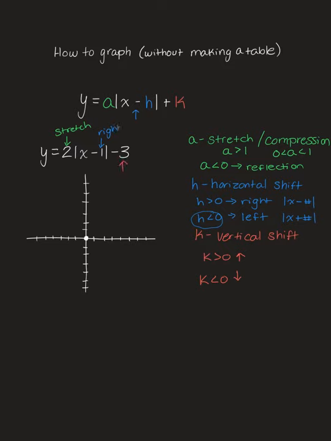Your k is the negative 3. You take the sign with it. So this means that you move down.